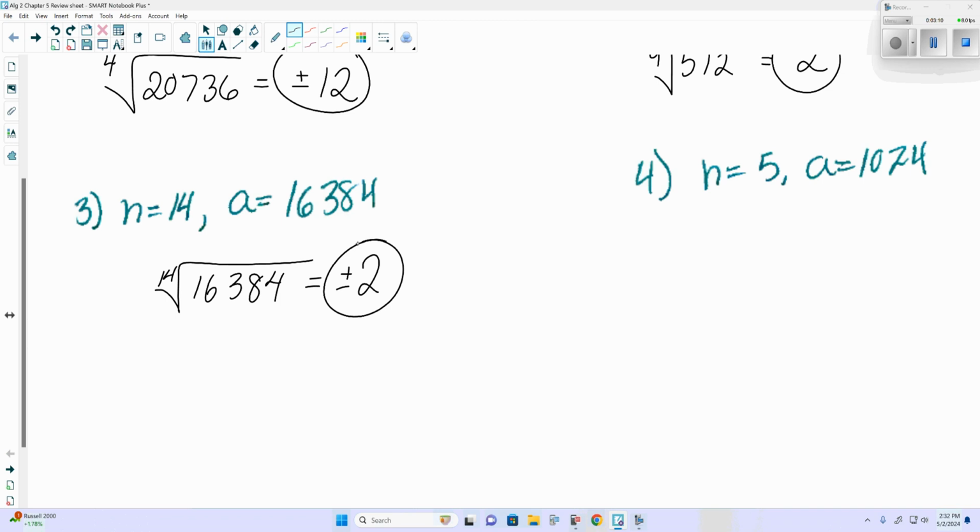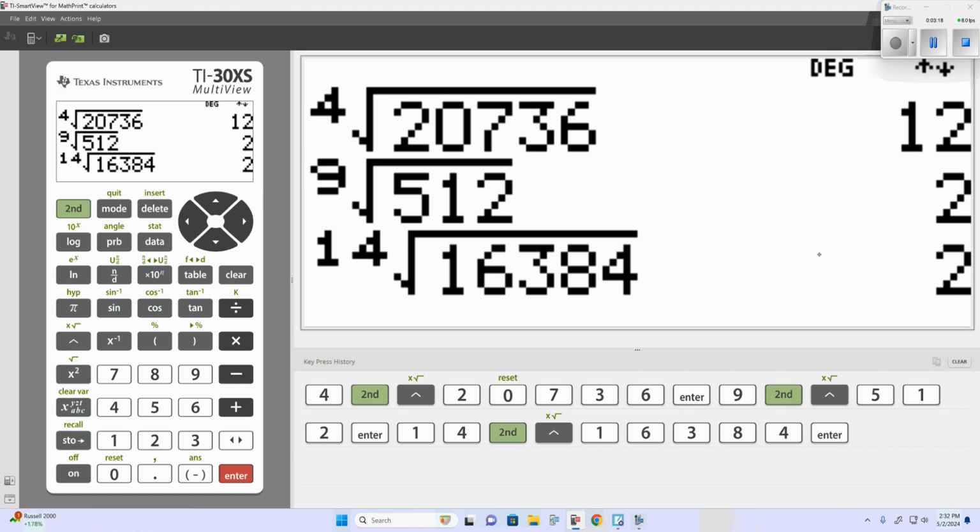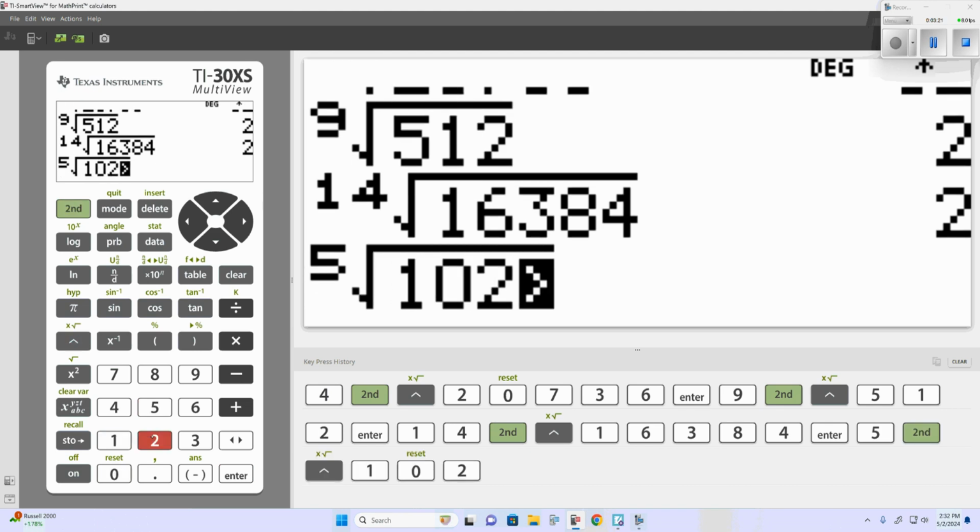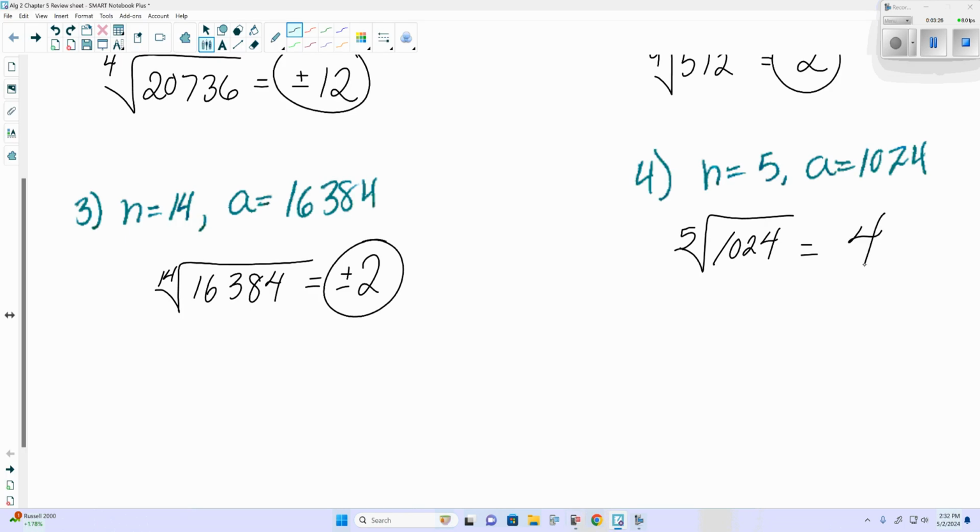And lastly, number 4, we're taking the 5th root of 1024. And the 5th root of 1024 is 4. Now again, since it's an odd root, we don't need the plus or minus. We can only put the plus or minus when we're applying an even root to a number. Questions on this here?